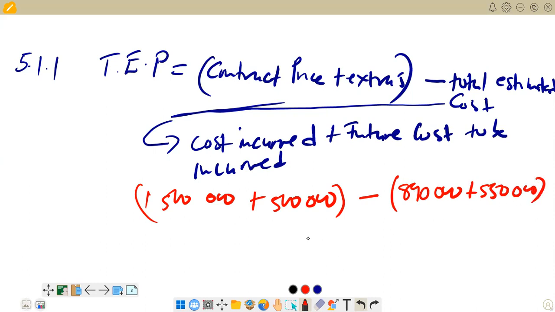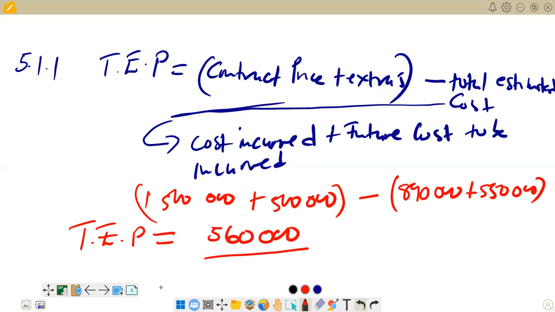Having done that now, if we add here to get the total, then subtract this total, we are going to get the final answer, which is total estimated profit, equal to 560,000. So that's what we have on the first part. Then we move on to the second part to see what we have there.